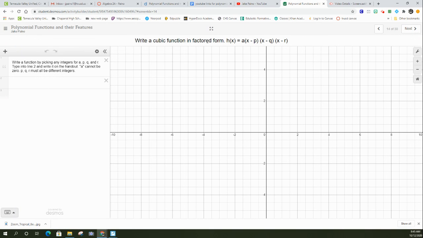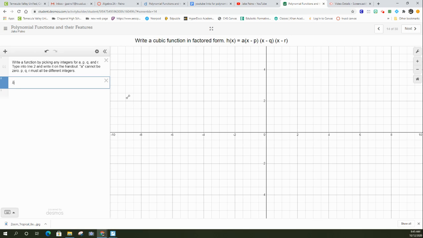All right, so here we want to write a cubic function in factored form. It says write a function by picking any integers for a, p, q, and r. Type it here in line 2. A cannot be 0, because that makes the whole thing 0. And p, q, and r must be all different integers.